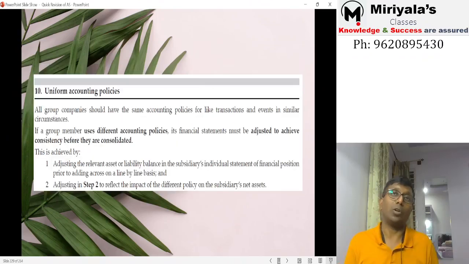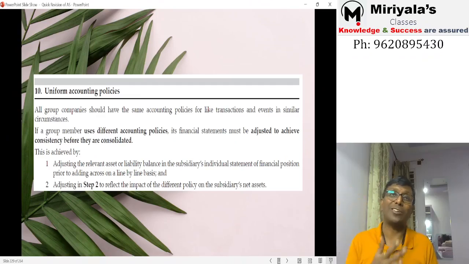Uniform accounting policies. What is this? When you are consolidating the financial statements, you should ensure that whatever the accounting policies of the holding company, that should remain the same for the accounting policies of the subsidiary as well. If the subsidiary has different accounting policies, if they are following a different policy, no problem.